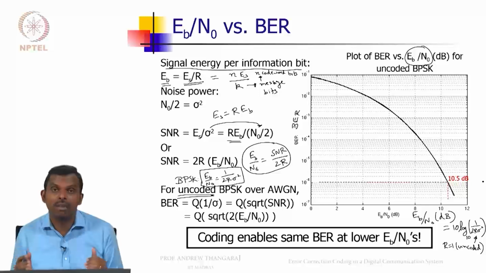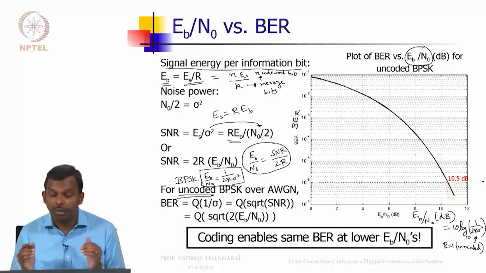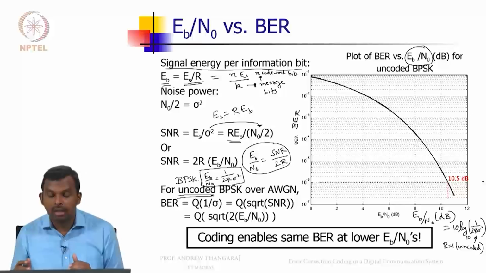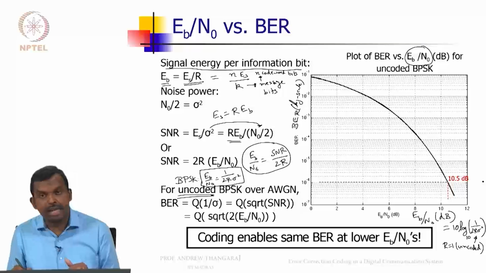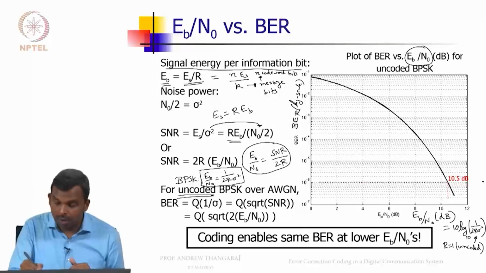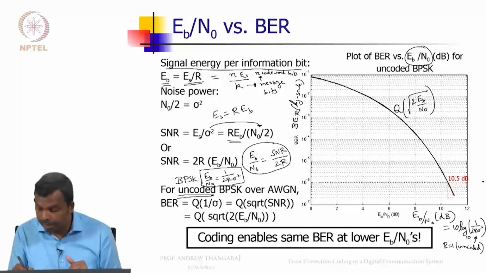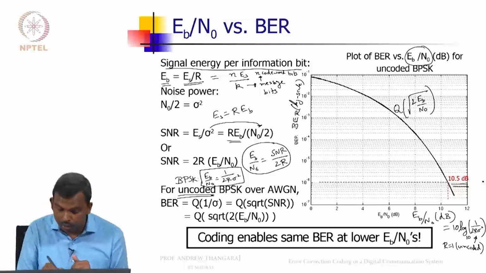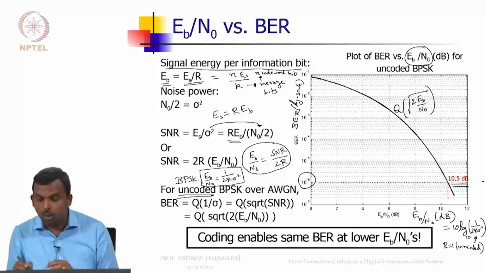This graph is very important for any error control coding class. You should be able to generate this plot of BER versus Eb over N naught, BER in the log scale and Eb over N naught in dB scale, for uncoded BPSK. Remember, for uncoded BPSK this plot is simply Q of square root of 2 Eb over N naught. It is an easy enough formula and you plot this. One particular data point is 10.5 dB, which corresponds to a bit error rate of 10 power minus 6. Just keep this in mind, it is a good metric to remember.